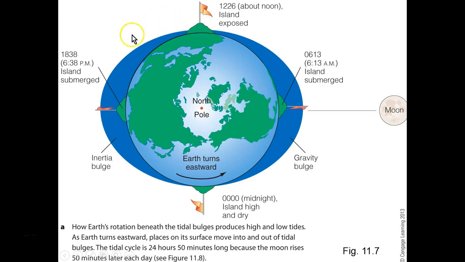6 lunar hours later, which now brings us to 6:38 p.m., the island is directly opposite of where the moon is facing. And so now we have inertia, which causes this bulge, which causes it to be high tide. And then again, the island is underwater. Okay, and then we continue. 6 lunar hours after that, we're back to being low tide again.